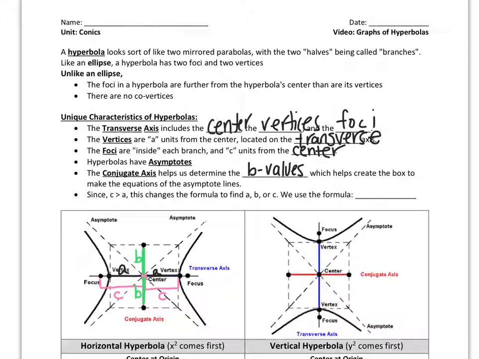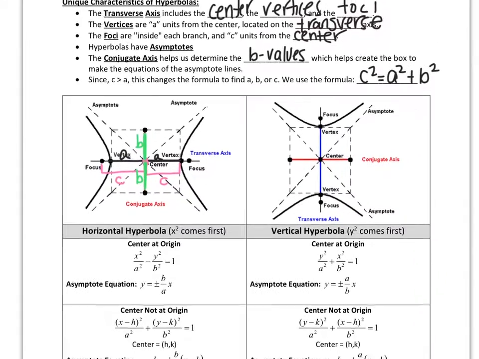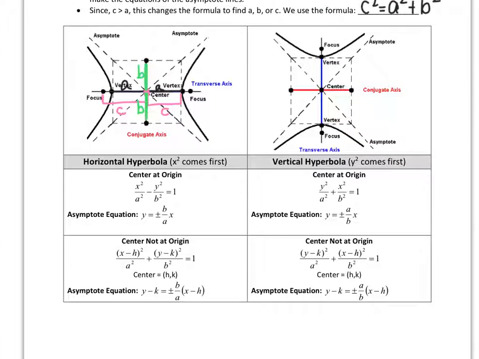Okay, now since the C value is greater than the A, or the foci are further away than the vertices, it changes the formula that we use to find A, B, and C. So this formula is C squared equals A squared plus B squared. So instead of C squared equals A squared minus B squared, it's C squared equals A squared plus B squared. Okay? So let's look at the equations of what hyperbolas look like. That's very, very similar to an ellipse.